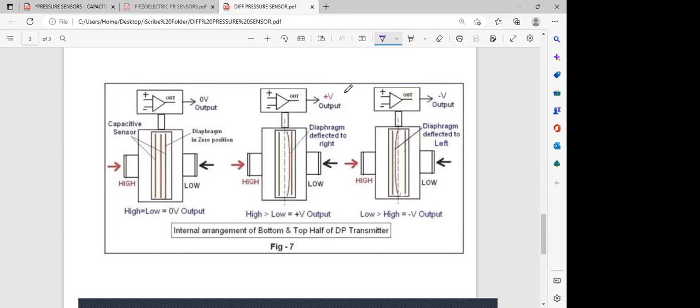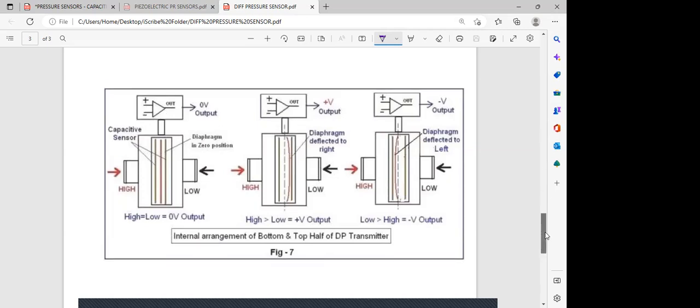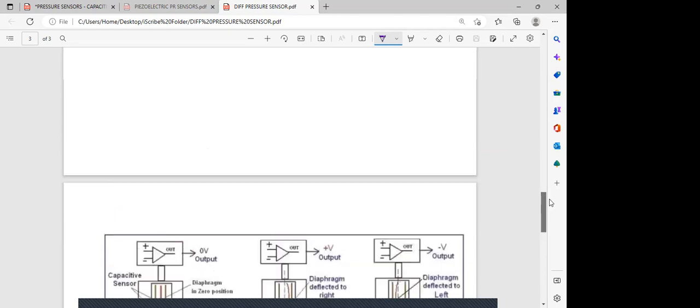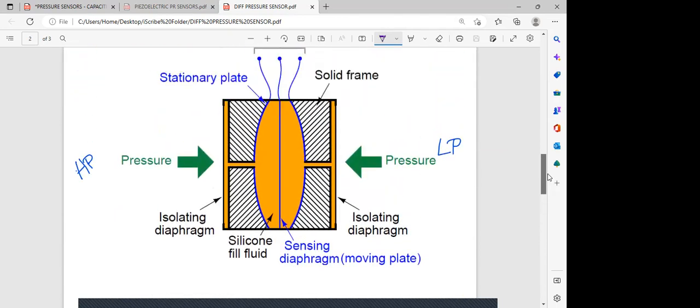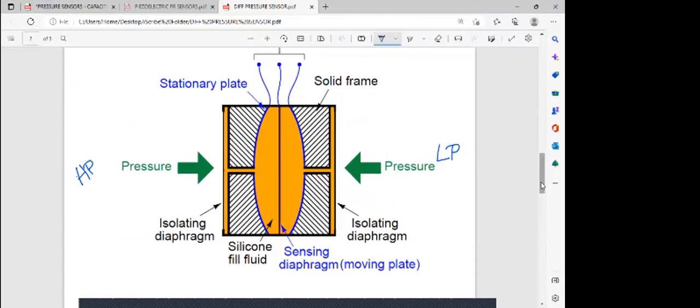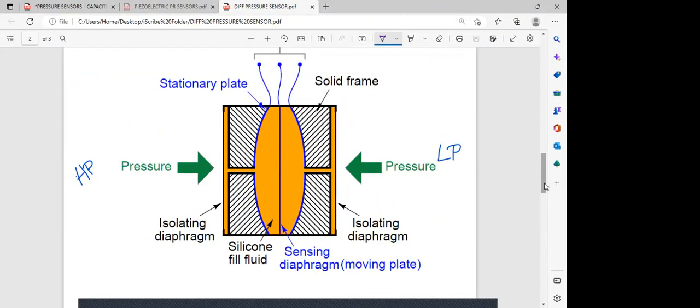Okay. So whatever this positive and negative voltage output is, that is going to be calibrated to give you that particular pressure that is being exerted on that particular diaphragm. Okay. Everybody clear with the differential pressure type of sensor? Any queries or doubts?